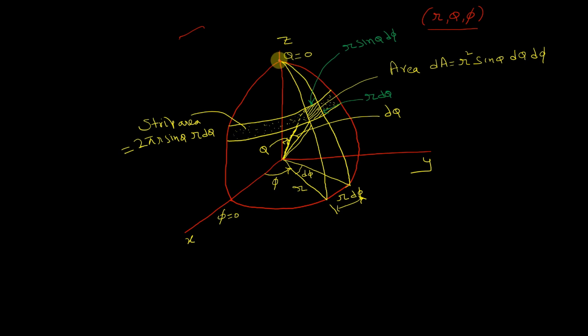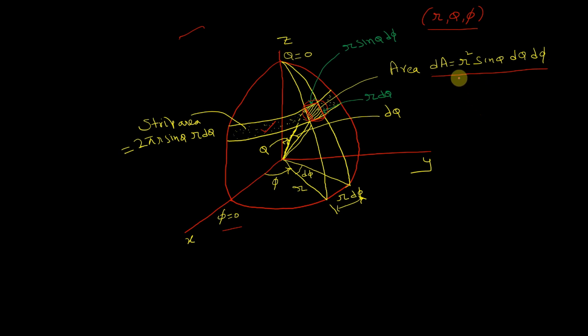For the time being, we are talking about this area. This is the area we need to find out. Here are the x, y, z axes, so this is a 3D plot. Phi is equal to 0 here, and phi is increasing in this direction. Theta is equal to 0 here. So this is a strip having area 2 pi r sine theta r d theta. This is the area we need to find out to calculate this steradian.